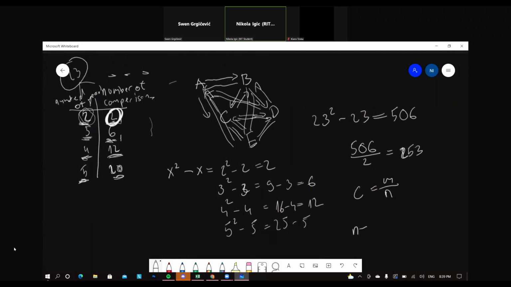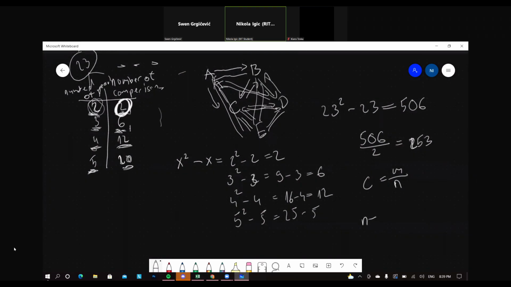If you remember the question, what is the chance that 23 people are going to have a birthday on the same day? N is going to be 365, and M is going to be 253, which is the number of comparisons. And I think the chance is going to be 253 against 365.